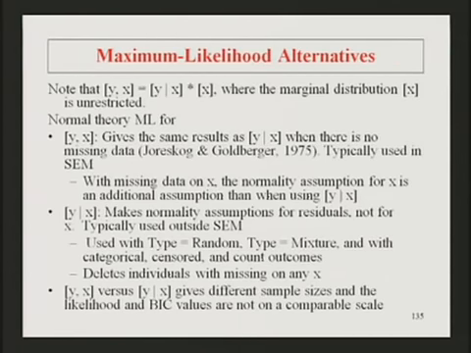You can bring them back in by including x in the model, assuming normality, and the tricks to do that. But why I'm telling you all of this is mainly here now, is that these two approaches give different sample sizes, and the likelihood and BIC values, BIC being the Bayesian information criterion that we're going to use later on, are not on a comparable scale. And people often make the mistake here of comparing likelihoods across these two different approaches.